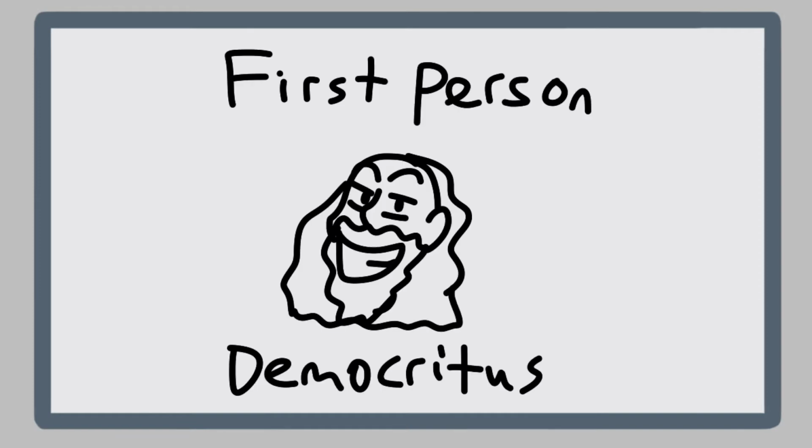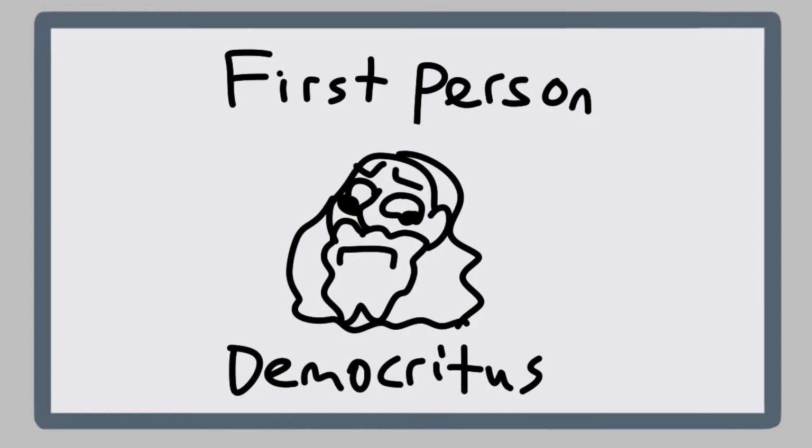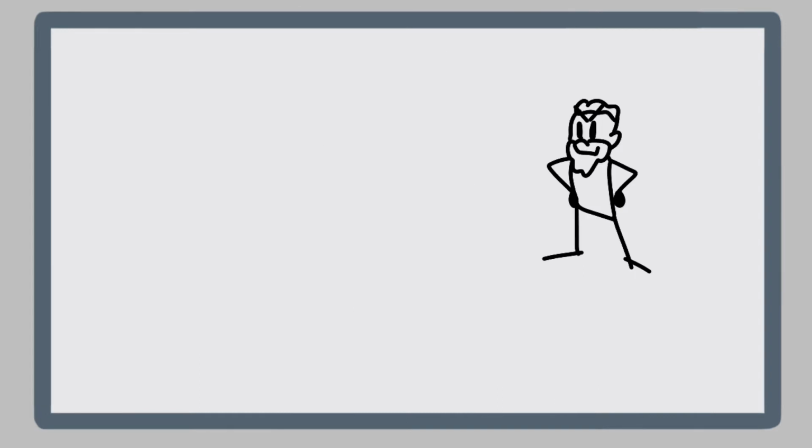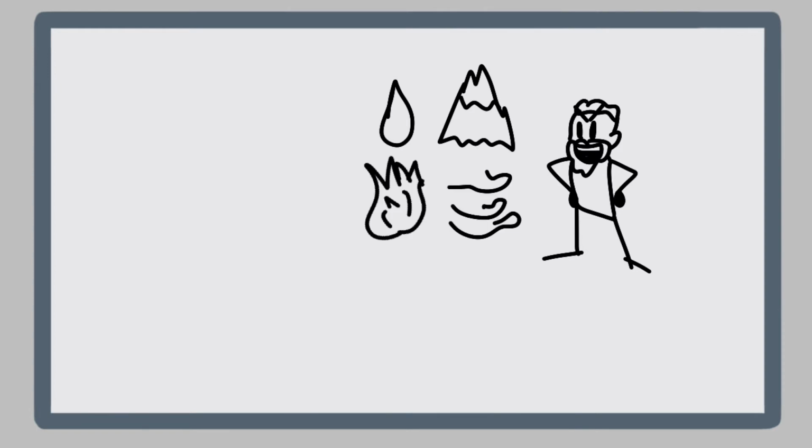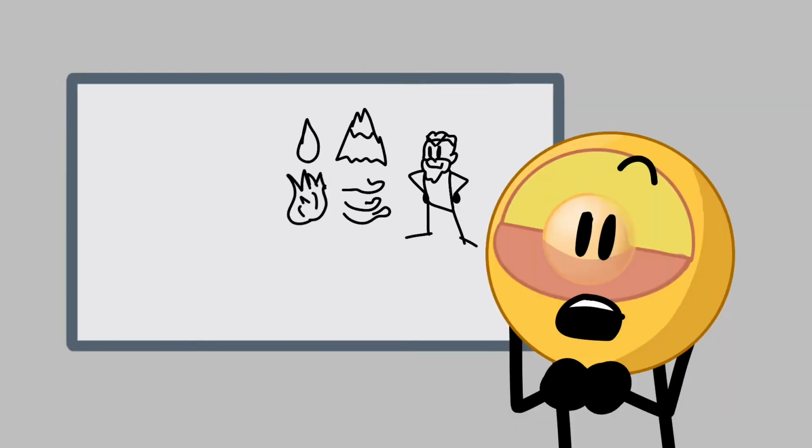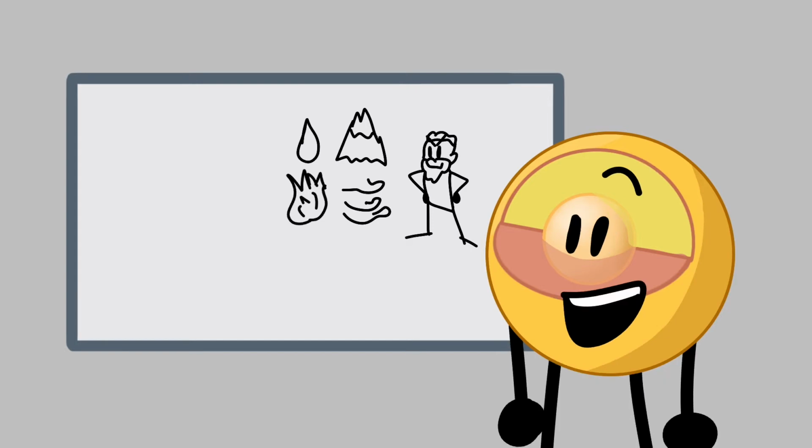The first person to suggest the concept of atoms was known as Democritus. But unfortunately for him, his work was largely overshadowed by another person in that time period, known as Aristotle. Aristotle's belief was that everything was made up of combinations of four elements: water, earth, fire, and air.